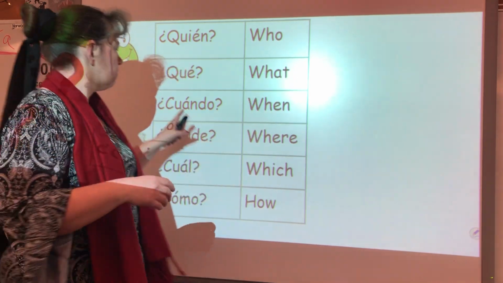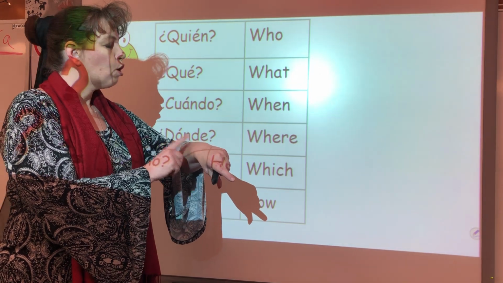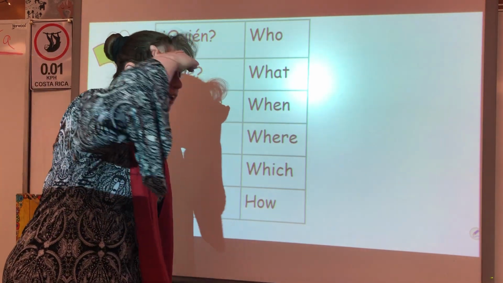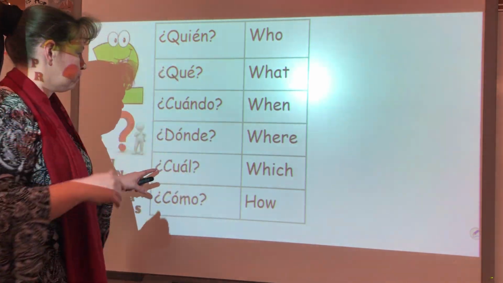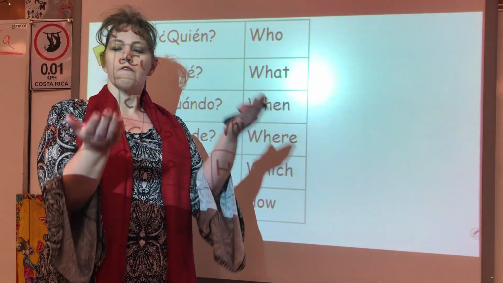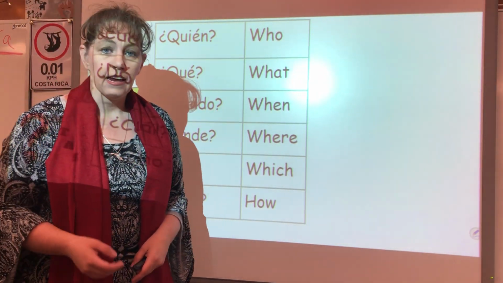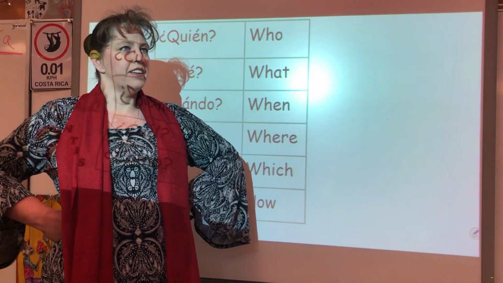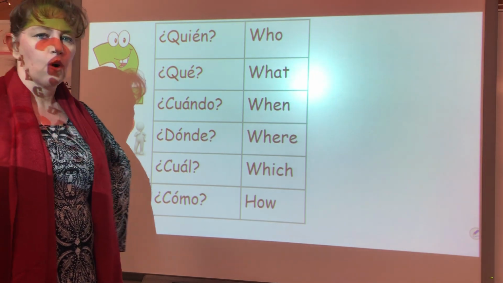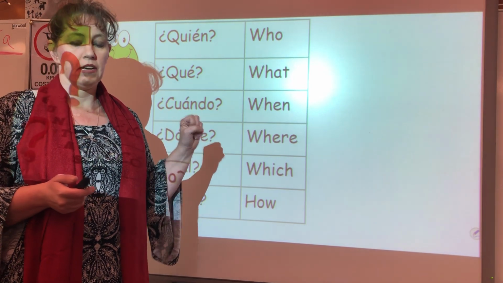Qué. Then we have cuándo. Again, I point to my watch. That's when. Cuándo. ¿Dónde? Where? ¿Cuál? I use both my hands to say I'm trying to decide which of these 2 things. ¿Cuál? And finally, ¿cómo? How do I do ¿cómo? It just means how. So these questions are some of the basic question words.